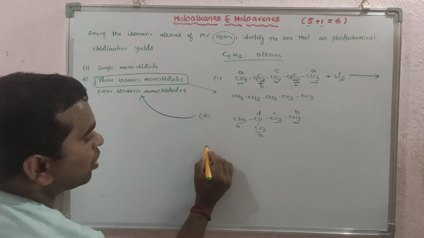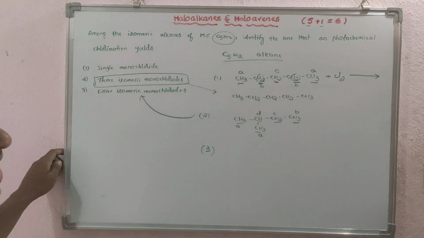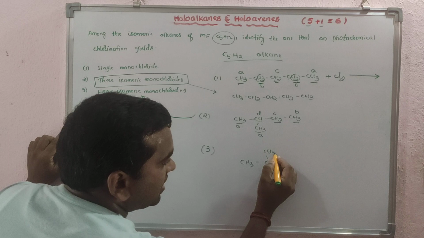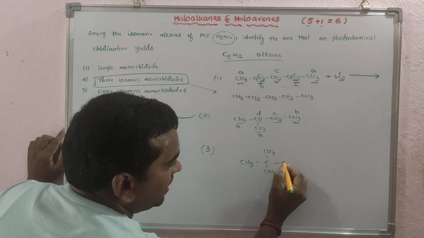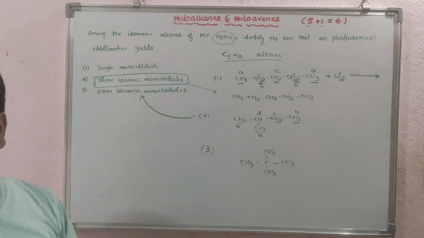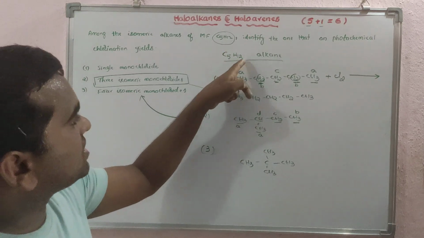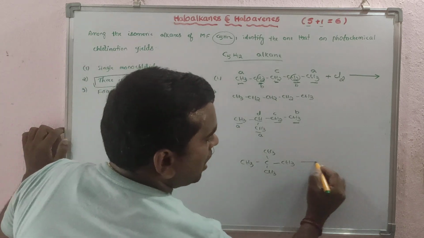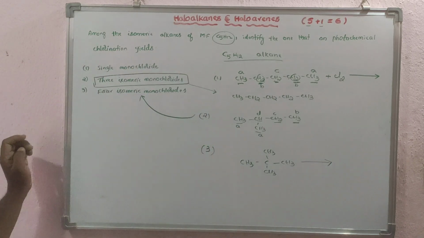For the third one, I will write another isomer of C5H12 here. Shall I write CH3 and CH3, CH3 and CH3? This is also an isomer of C5H12.